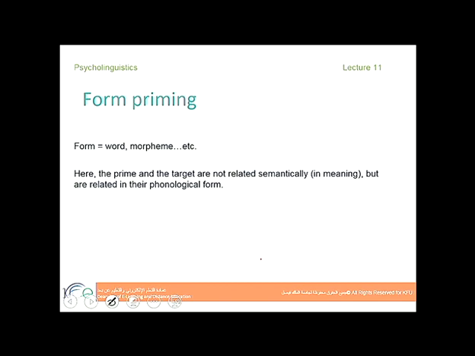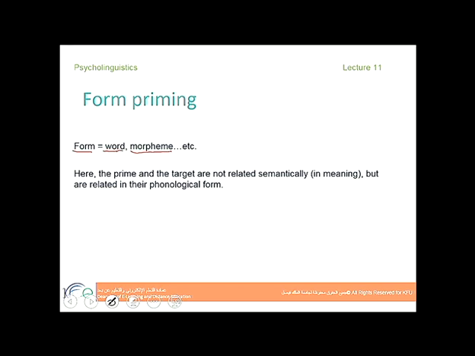Right. Now, we talk about form priming. Remember, there are two types of priming. The first one is semantic priming. We already talked about that, when there is a relationship between the prime and the target. Number two, we have form priming. Form, what do we mean by form? That's the first question some students would ask. Form means a word, a part of a word, such as a morpheme and so on.